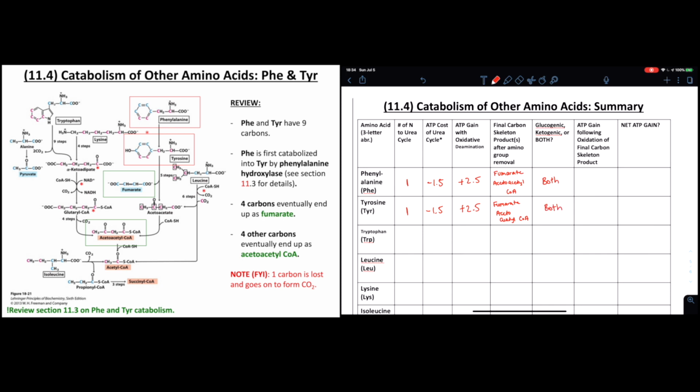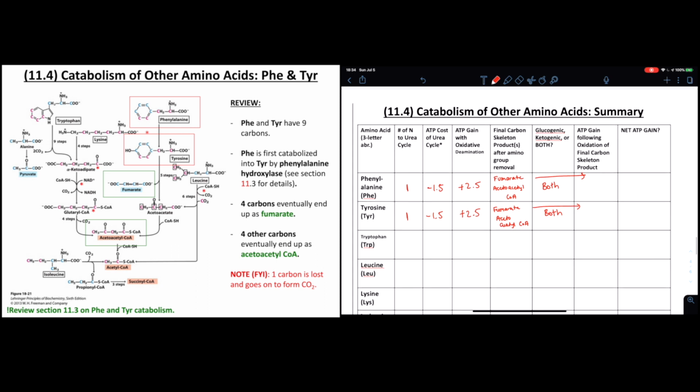Now, when fumarate goes to the TCA cycle, how many ATP do we get from it? It's going to be plus 2.5. Okay, what about acetoacetyl-CoA? This is going to be plus 20 because it's basically 2 acetyl-CoA stuck together.